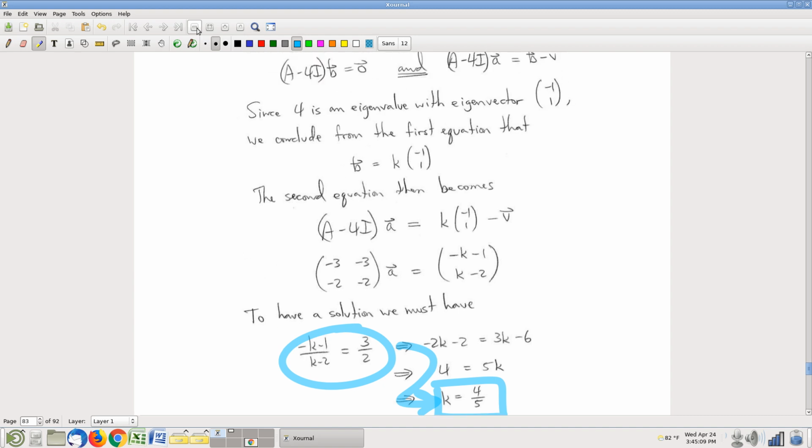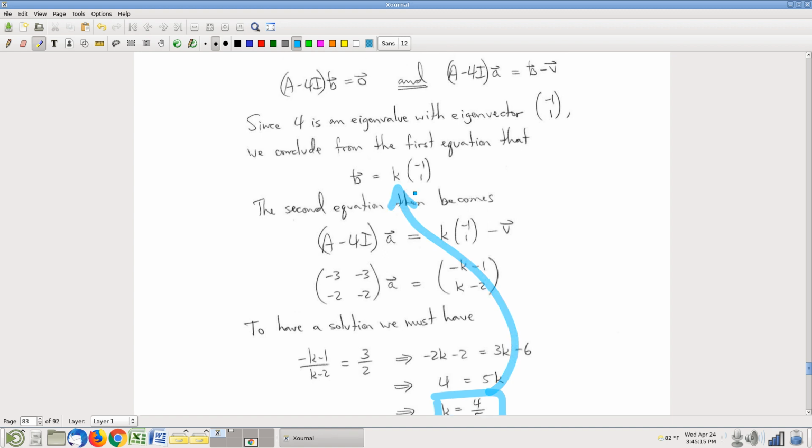Here, oh gosh, can I fit this all in? So this value of k, that's the only value that will make B allow this equation to be solvable for A.